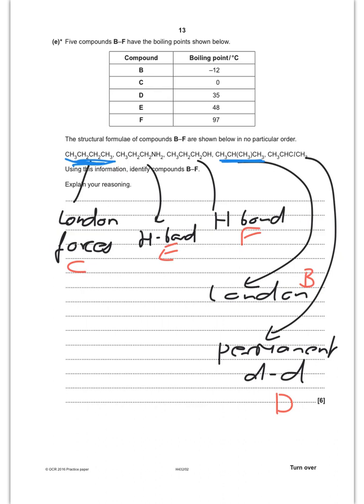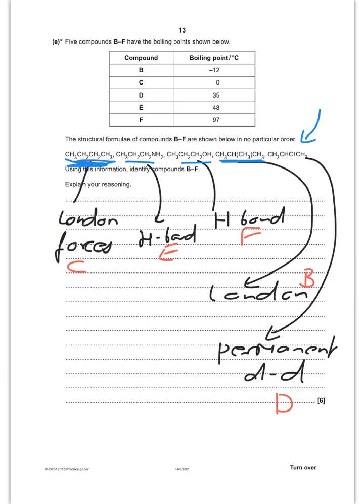So this one here is C. You're then looking at D. So D is going to be this one here because this molecule, 2-chloropropane, is of course going to have permanent dipole-dipole forces between the molecules, which are stronger than London forces. And then finally you've got to pick between these two.